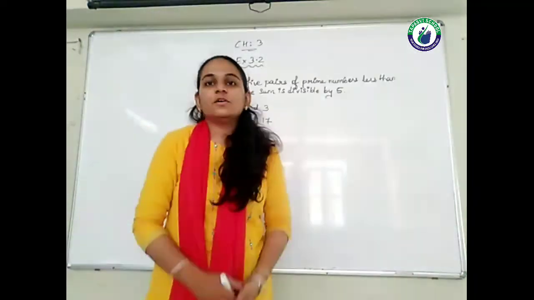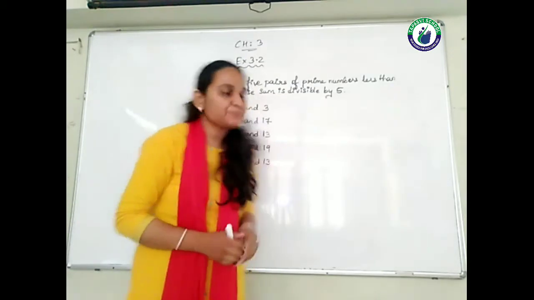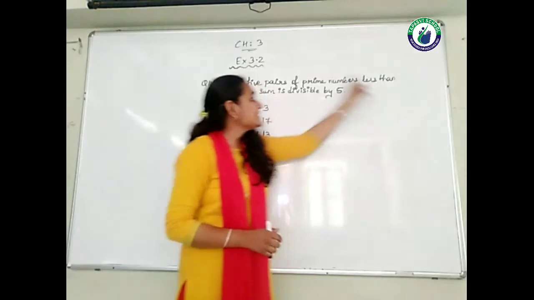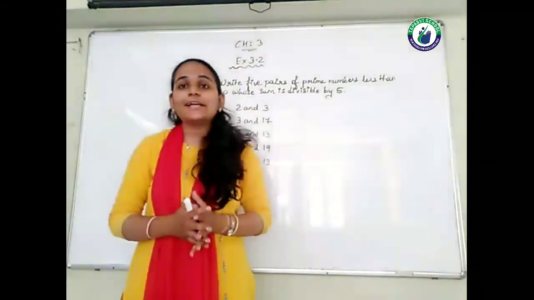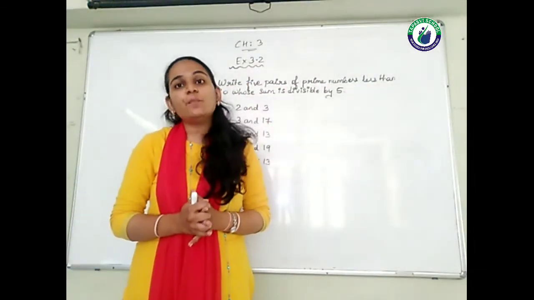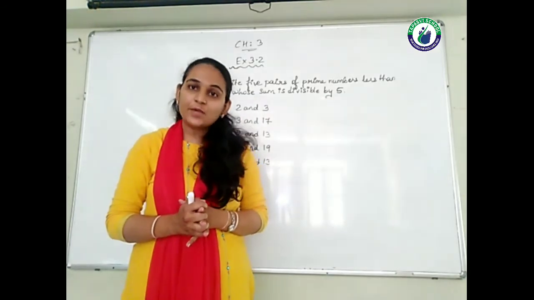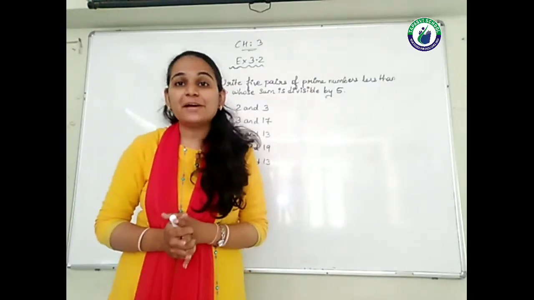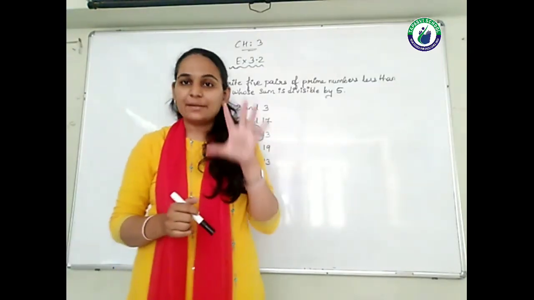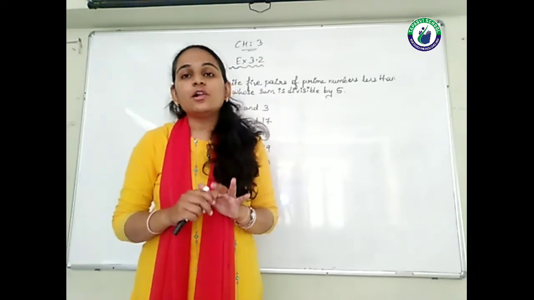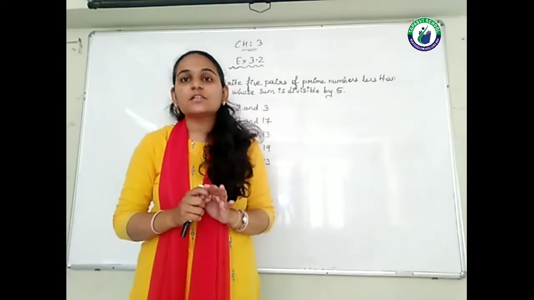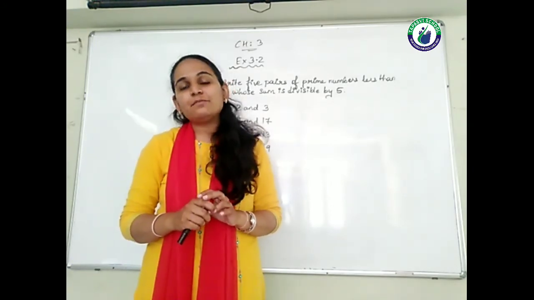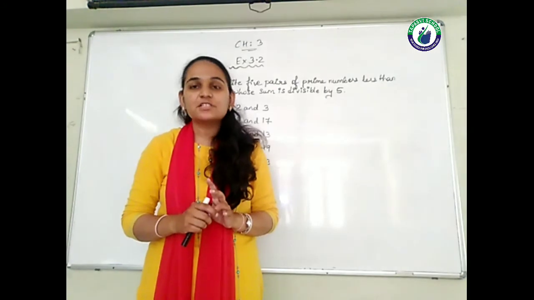Is it okay, students? Okay, students, now let's see the question number 11. Write 5 pairs of prime numbers less than 20. That means you have to write 5 pairs of the prime numbers, but it should be less than 20, whose sum is divisible by 5. That means you have to write 5 pairs, right? All the numbers that will be there in the 5 pairs, it should be less than 20.